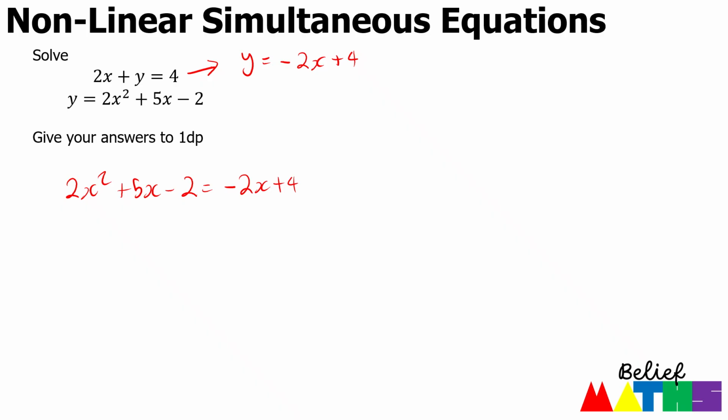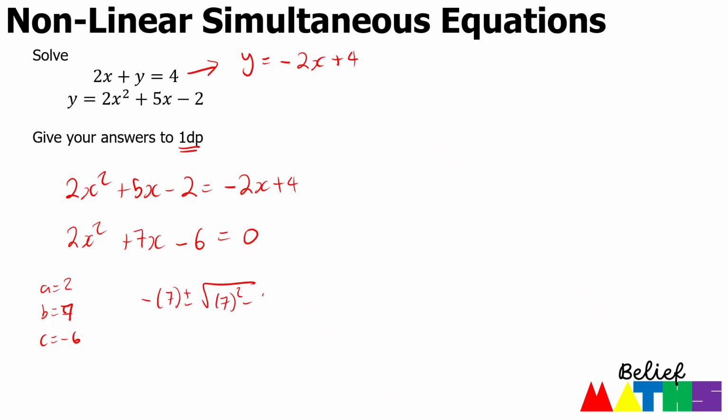Now as we saw earlier, we've got a quadratic, we need to make it equal to 0 to solve it. So we get 2x squared plus 7x minus 6 is equal to 0. Now there's a big hint here, it says give your answer to one decimal place. That means again we're using the quadratic formula to find our x values. So a is 2, b is 7, and c is negative 6. So therefore minus 7 plus or minus the square root of 7 squared minus 4 times 2 times minus 6, all over 2 times 2.